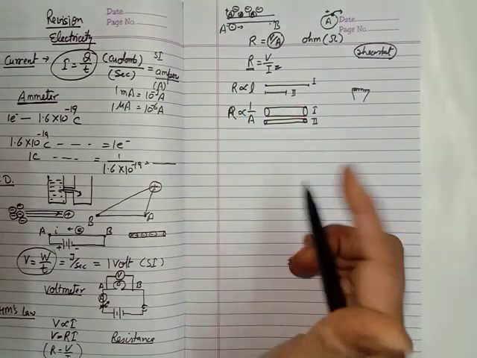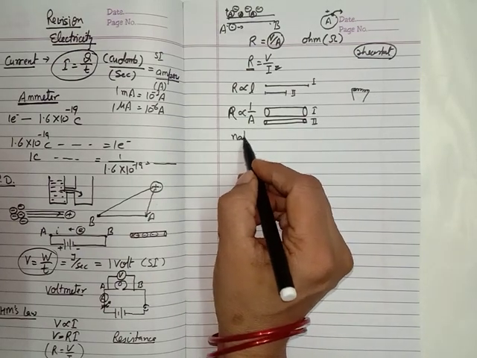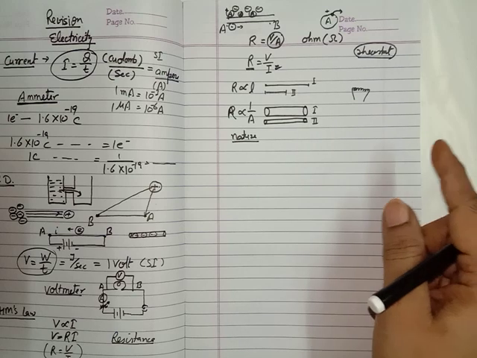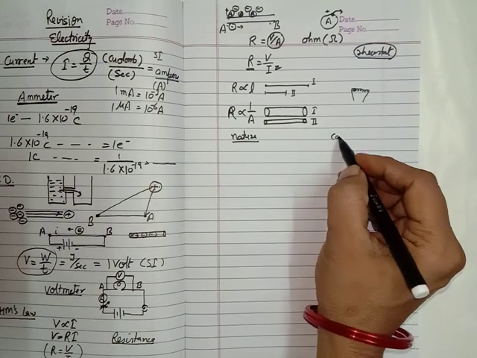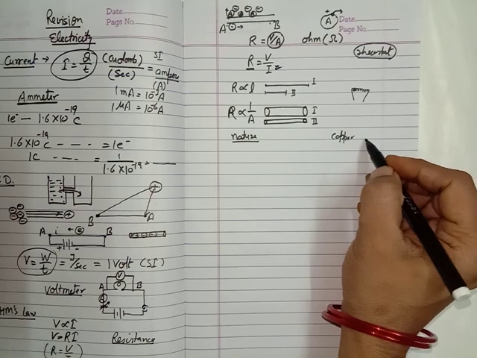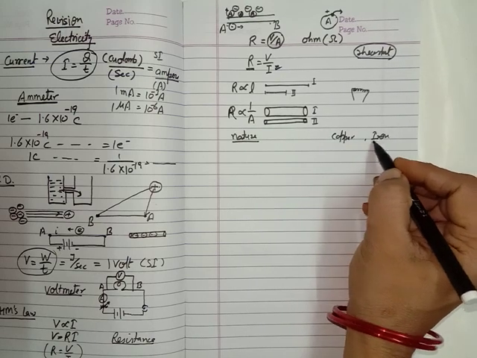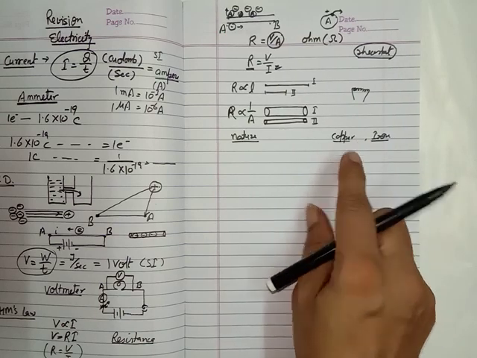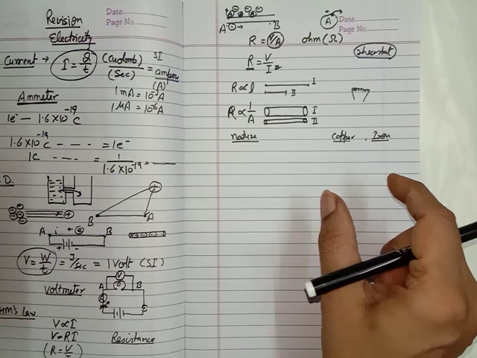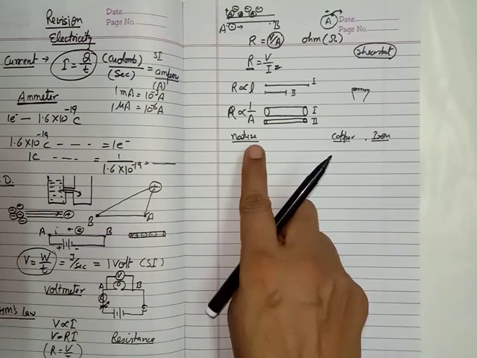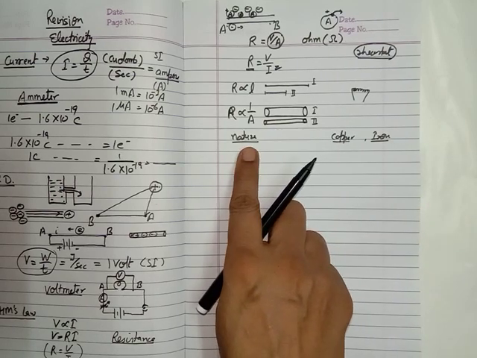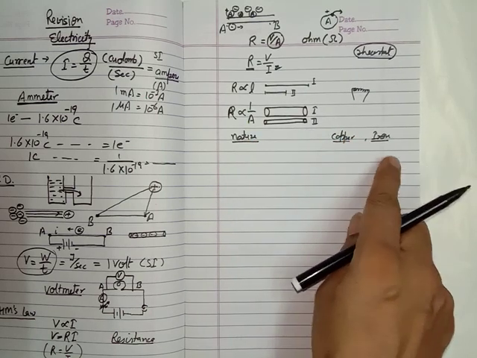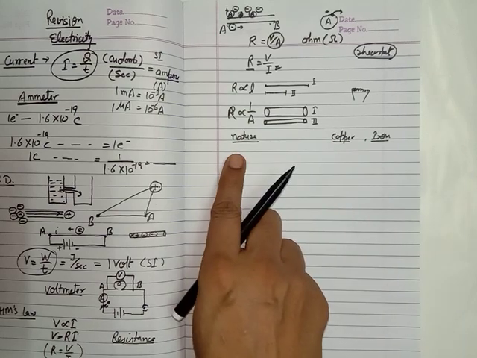Another factor on which the resistance also depends is the nature of the material. We know that some materials are good conductors compared to others. Like copper is a very good conductor of electricity as compared to iron. Okay, this is the iron. So nature means what type of material we use to flow the current. The third factor is the nature of the material. Some materials are very good conductors of electricity as compared to others. So this is the nature of the material.